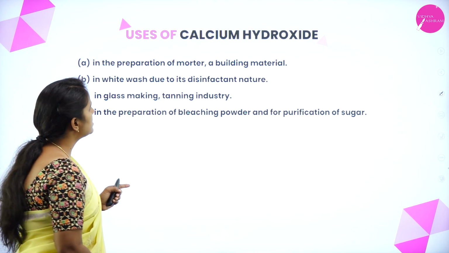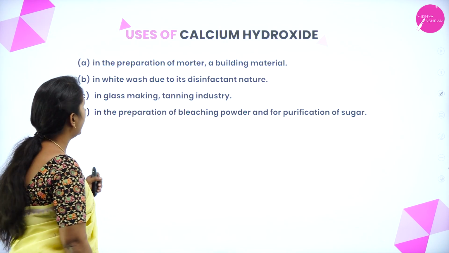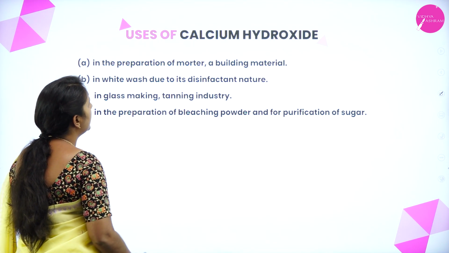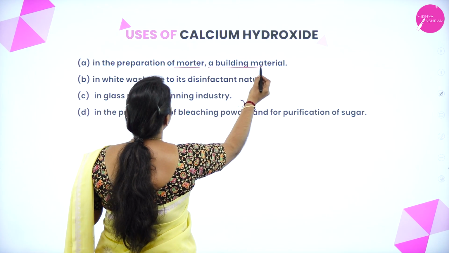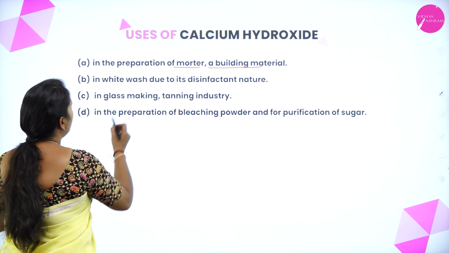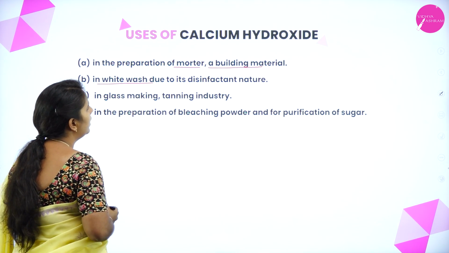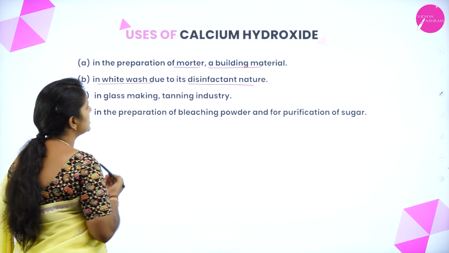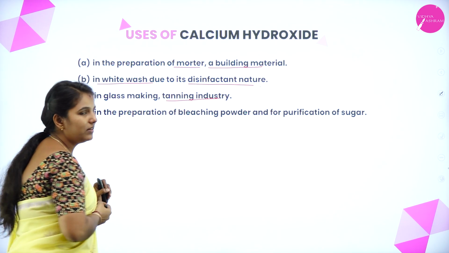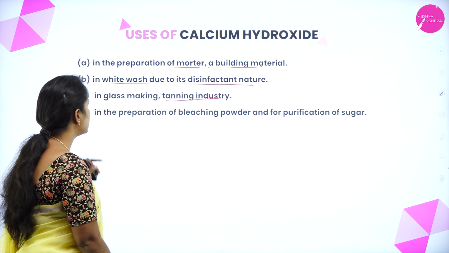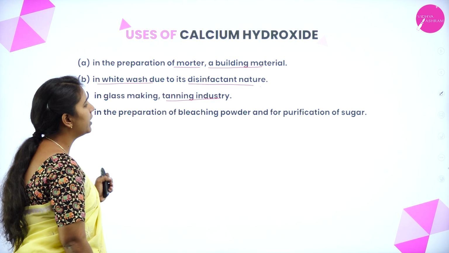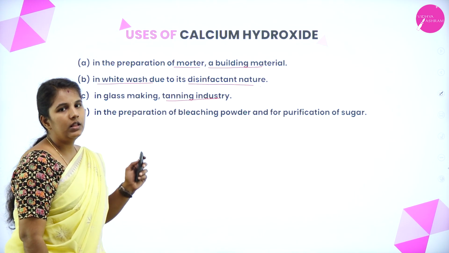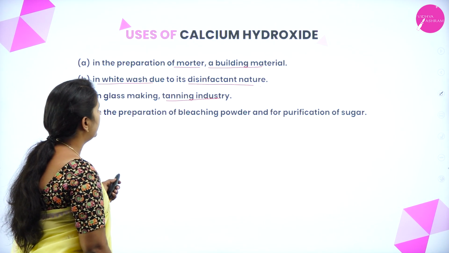Next are the uses of calcium hydroxide. It is used in preparation of mortars and building materials, and as a whitewash due to its disinfectant nature, and for making glass as well as for the tanning industry. It is mainly used in the preparation of bleaching powder, and for the purification of sugar also we use calcium hydroxide.